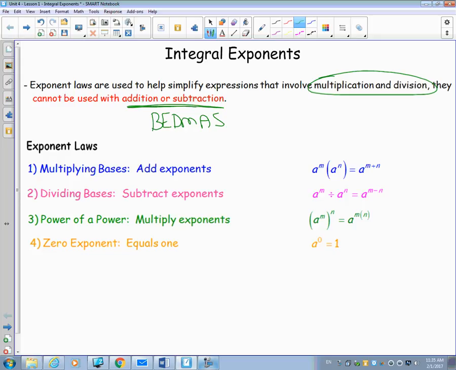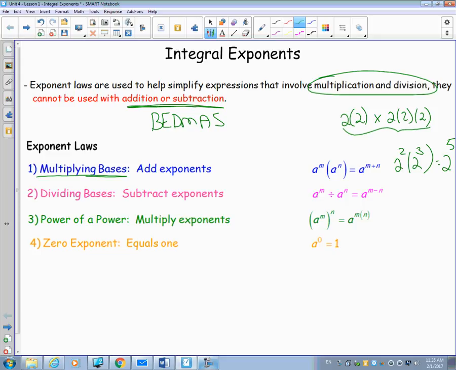Okay, so let's look at the ones we learned in grade 9. You might remember, if we have bases that are the same and they're multiplying, we can simply add our exponents. So a to the m times a to the n will equal a to the m plus n. For example, 2 to the 2 times 2 to the 3 is the same as 2 to the 5. And if you really wanted to, you could write that out. 2 times 2, that's 2 to the 2, times 2 times 2 times 2, that's 2 to the 3, and hopefully you notice we got 2 to the 5.